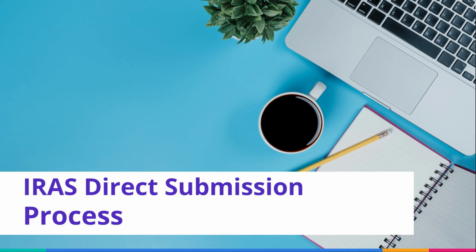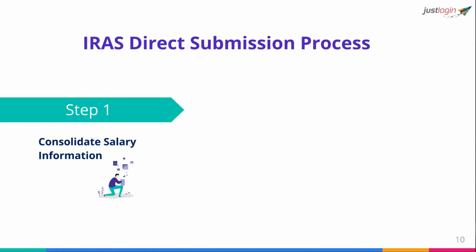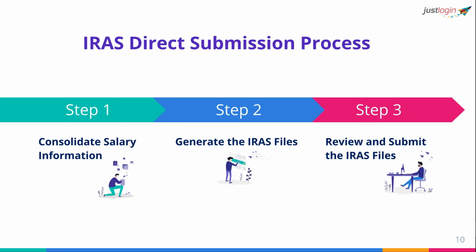Now, let me give you an overview of the direct submission process. The process of submitting the tax forms has 3 steps. The first step is to consolidate salary information. You need to generate certain payroll reports and cross-check the information to ensure the accuracy of the data we are submitting to IRAS. The second step is to generate the IRAS files. Then, the third and last step is to review the forms and then submit the form to IRAS.